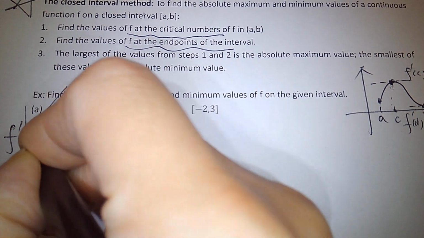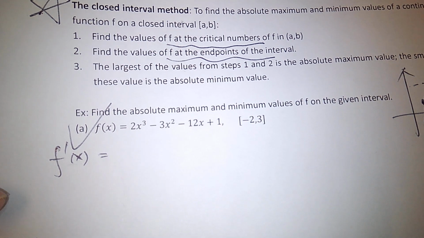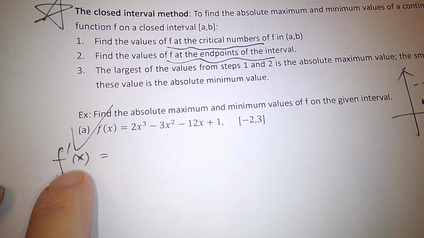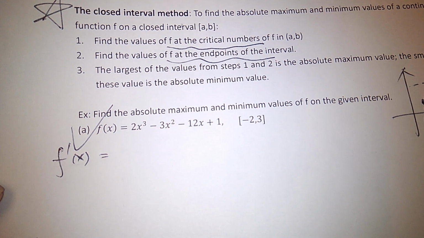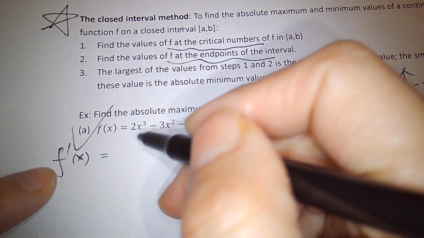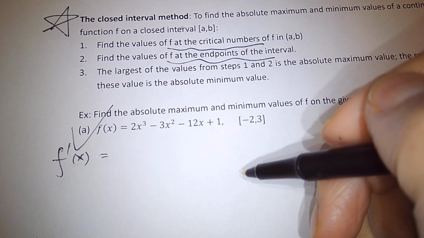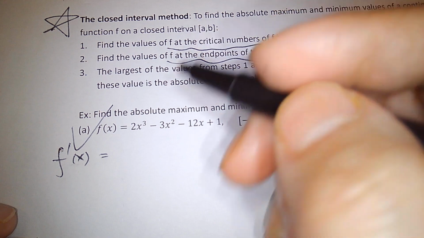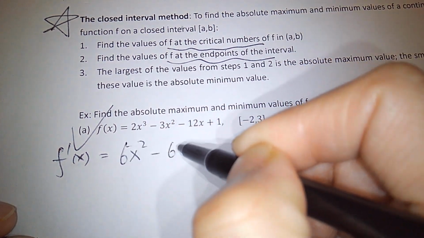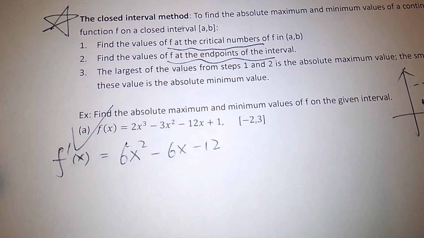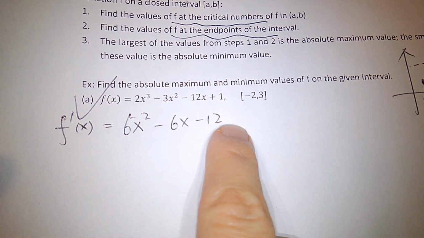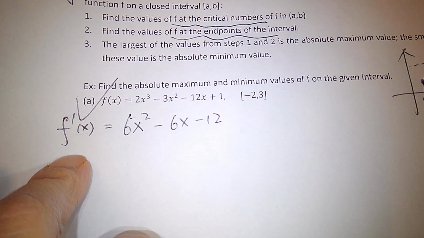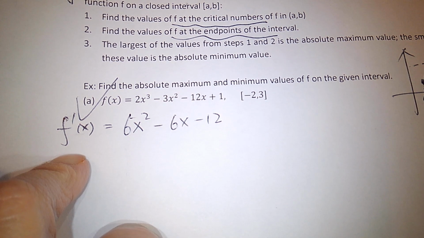Remember just now we did 2 examples about finding critical numbers. How? Differentiate it. Let it equal 0 or does not exist, okay? So differentiate f prime. How about you guys tell me how to differentiate this? 6x squared minus 6x minus 12, right? Do we have any denominator? No. So there's no chance that the derivative will be does not exist, right?